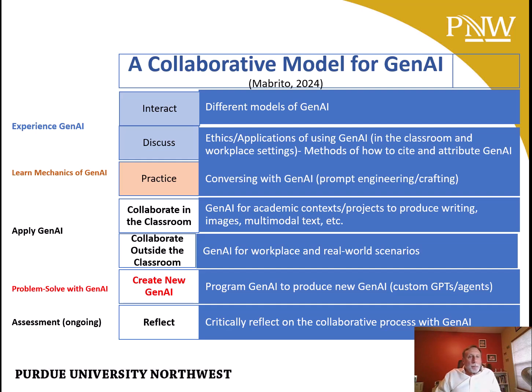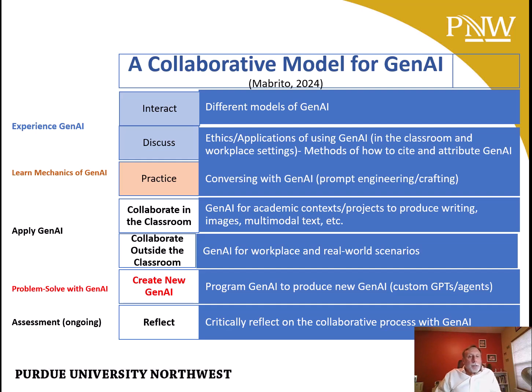Then we move on to applying generative AI. And I use the word collaborate here because I think that's important, that the student is actually working with generative AI to produce projects. And here I'm talking about a variety of projects, not just text, but it could be images, could be sound, could be video. And then some consideration, how is this used in the workplace? How can we simulate that sort of use in the classroom? So eventually when students graduate, they have some preparation for using generative AI in the workplace.